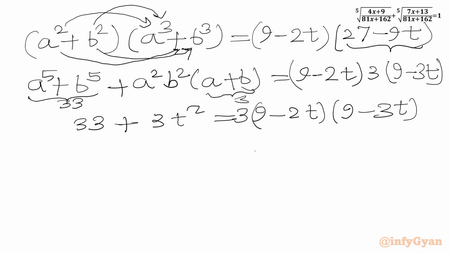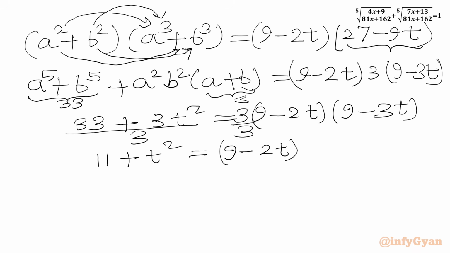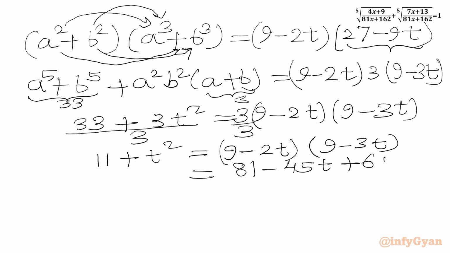Now we can divide both sides by 3. So 3 over 3 will become 1, 33 over 3 is 11. We will write here 11 plus t² equal to 3 over 3 is 1, (9 minus 2t) times (9 minus 3t), which we will multiply and get 81 minus 45t plus 6t². In the LHS we have t² plus 11.